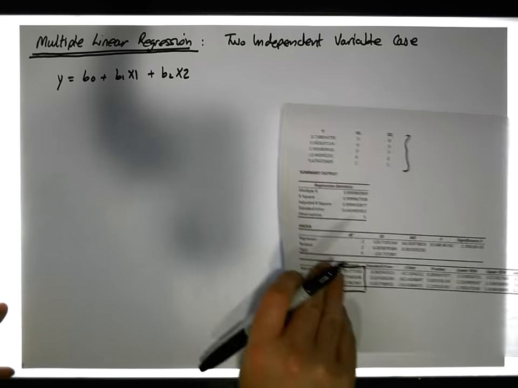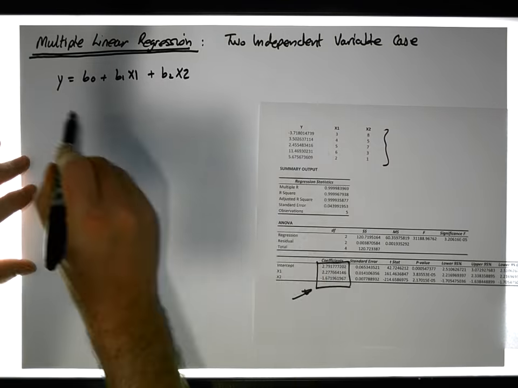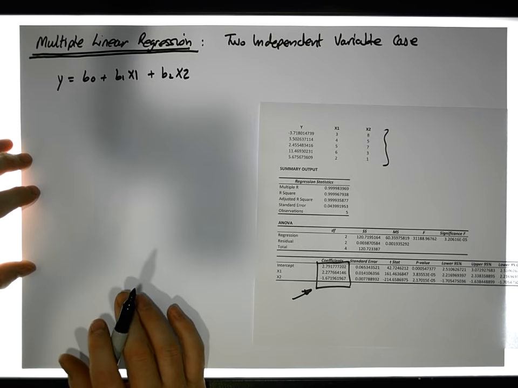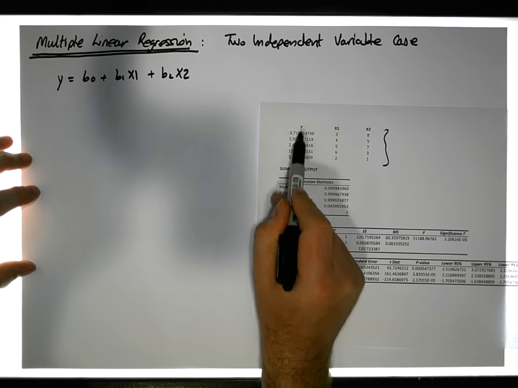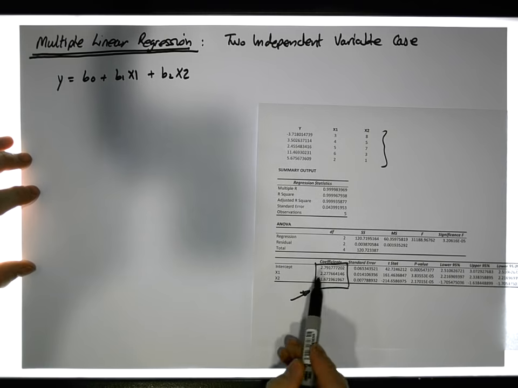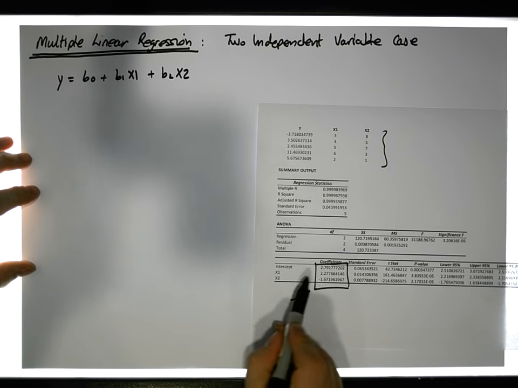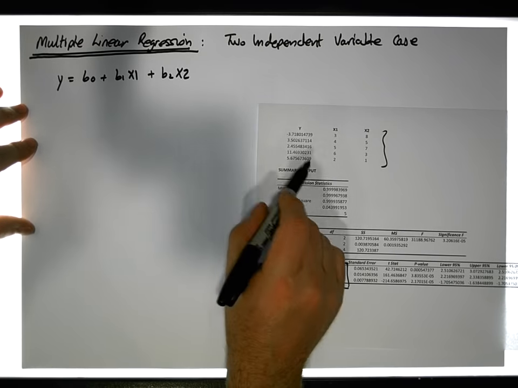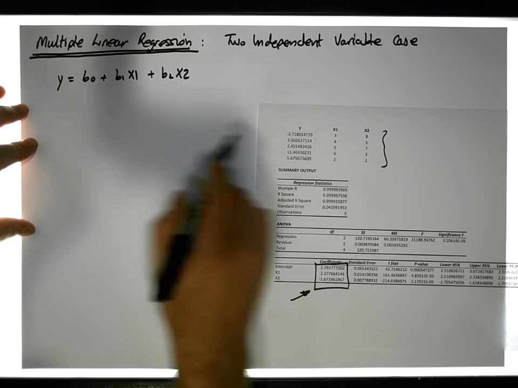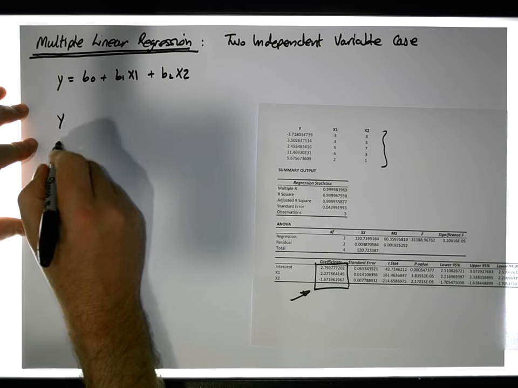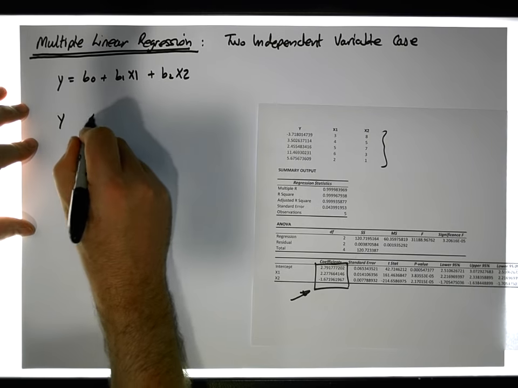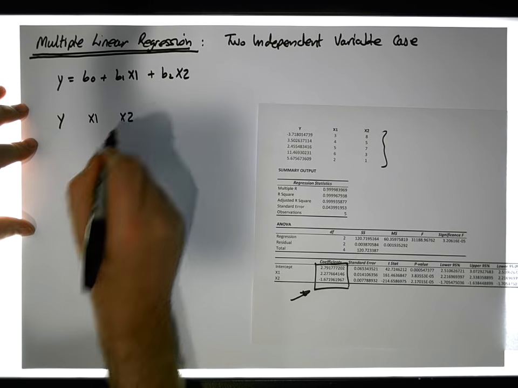So let me rewrite this data down here, because there are a lot of calculations involved, and I'm just going to round the y values to one whole number. So we're going to be estimating these values here. Hopefully we'll be close enough with our calculations by hand. So we're going to have our y values, and then our x1 values and our x2 values.